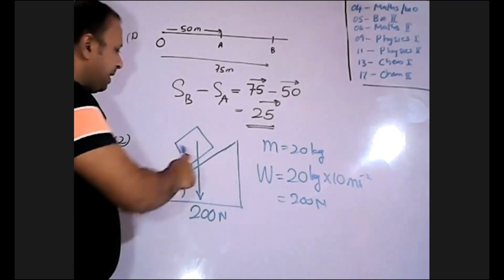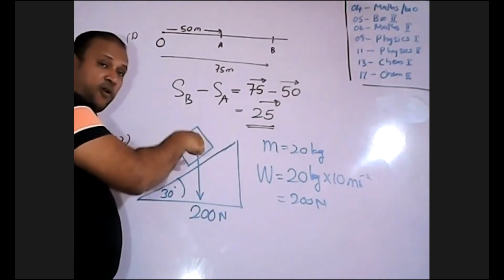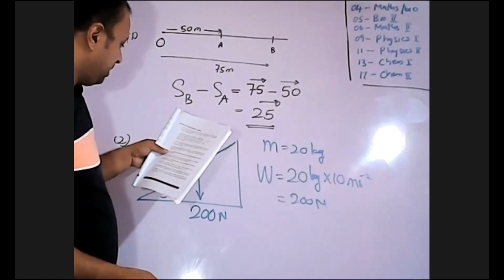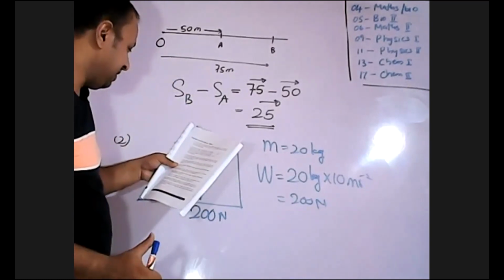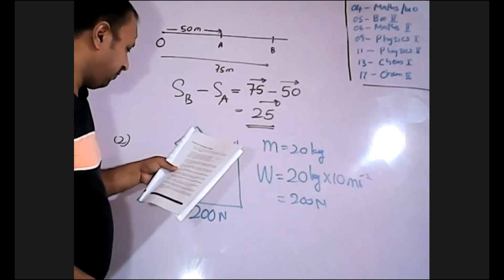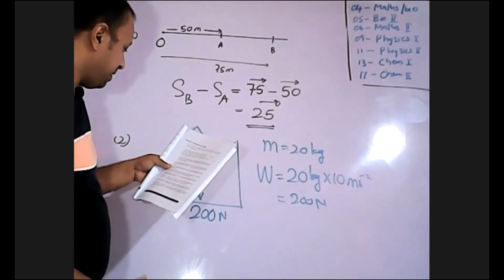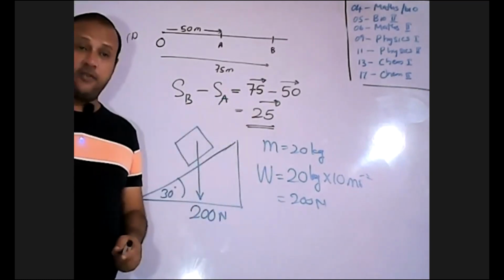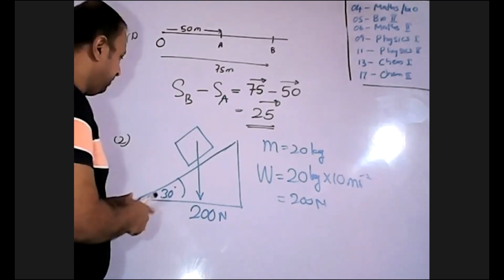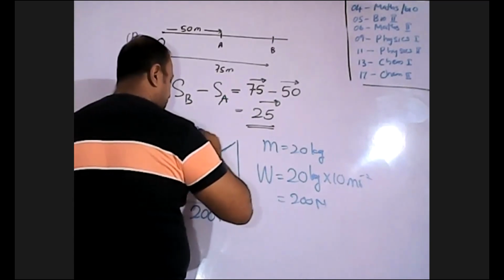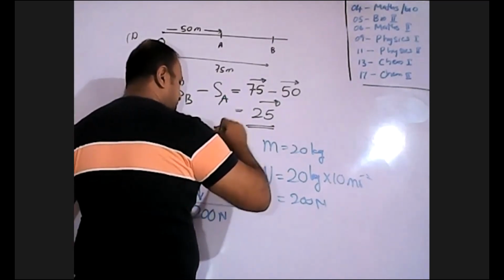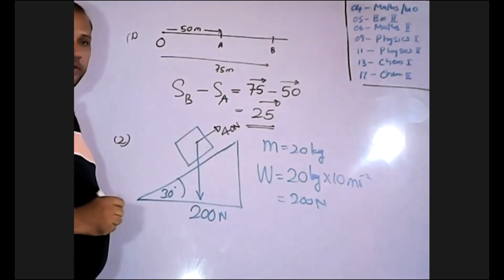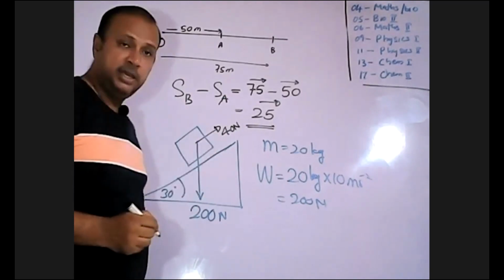So this is the force acting on this object. Then there's another force. If a force of 40 Newton is applied to the object in upward direction, there's another force in upward direction which is equal to 40 Newton. This is 200, this is 40.